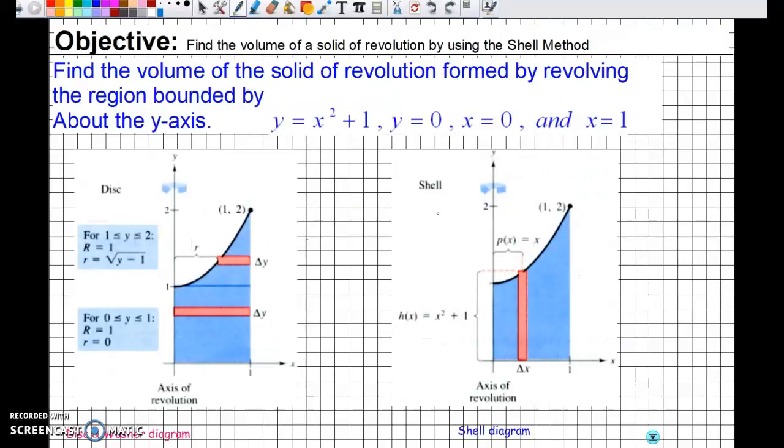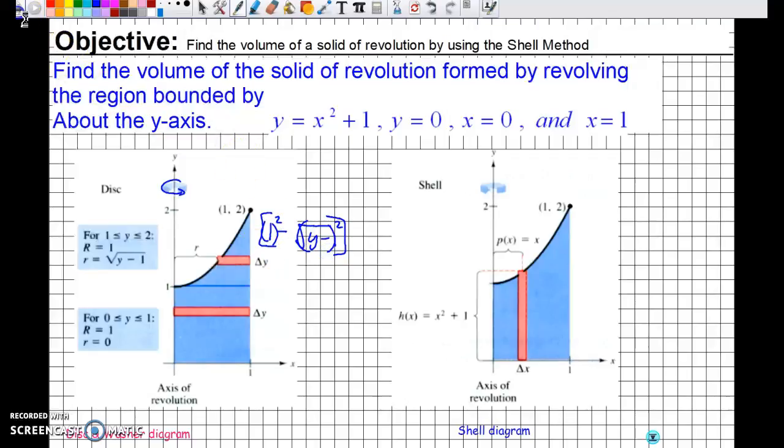Let's use this example here. Here it's done two different ways. I'll let you look at that for a second. With the disk method, you can see that my rectangles are perpendicular to the y-axis, which I'm trying to rotate around. And I have to separate this out basically into two different functions. For the first, from 0 to 1, it's just going to be pi times 1 squared. But from here, your distance is going to be 1 minus whatever this function is, which is square root of y minus 1 squared. 1 squared minus that squared.